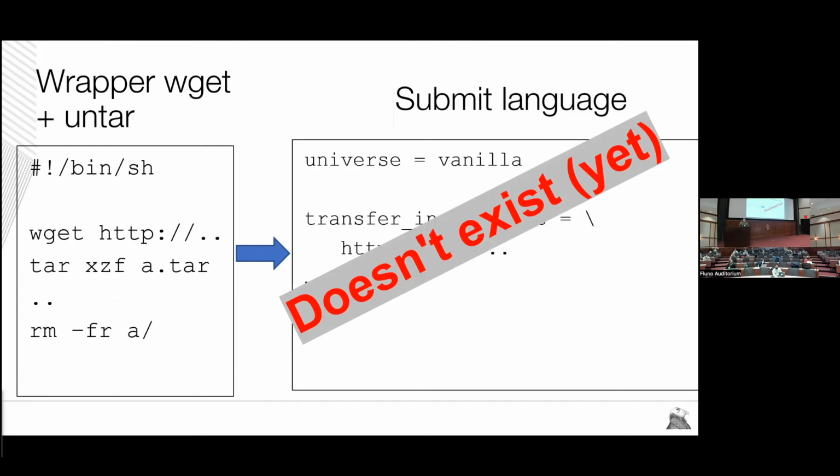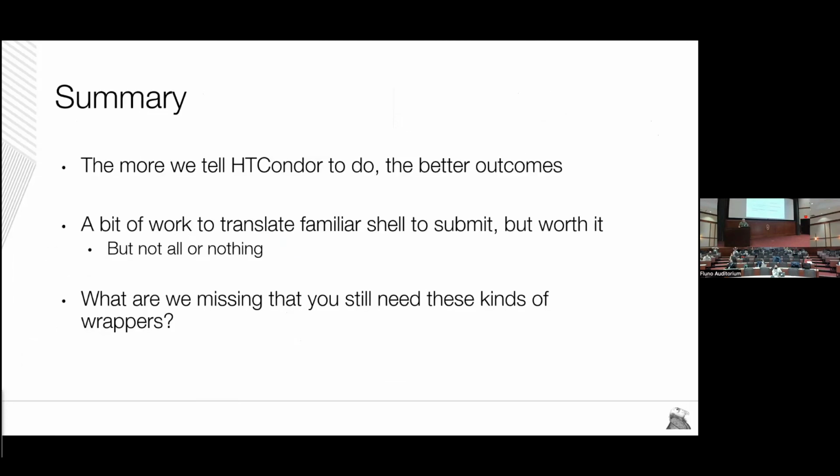But as Kay Scott from NRAO showed on Tuesday, the nice thing about these transfer input files is if Condor is broken, you can fix them yourself by providing your own, and not just providing your own, but sending it along with the job. I don't have time to show that right now, but I want to summarize real quick. In general, the more we're explicit about what we want Condor to do to set up the job environment and tear it down, the better outcomes we'll have. And yes, this is a bit of work to do this translation, but we think the work is worth it.